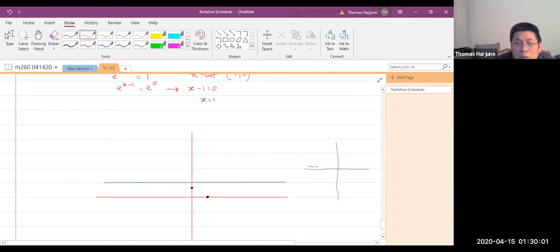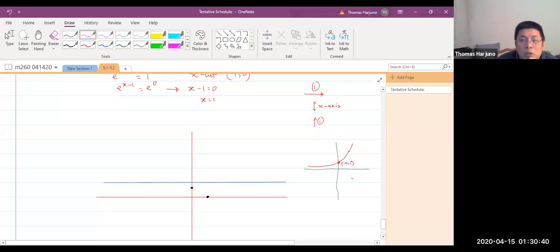Let's see now. E to the x looks like this. So the important coordinates are (0, 1). What will this (0, 1) do if we do this transformation? The transformation is to the right 1 unit, and then reflect with respect to the x-axis, right? And then up 1 unit, is it right? Yes. So from here, I move 1 to the right, upside down, up 1. Oh, okay, that's (1, 0).